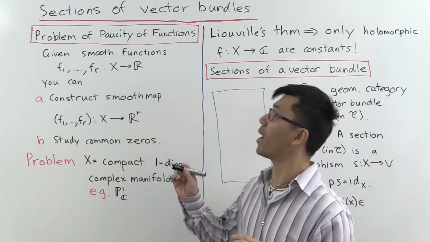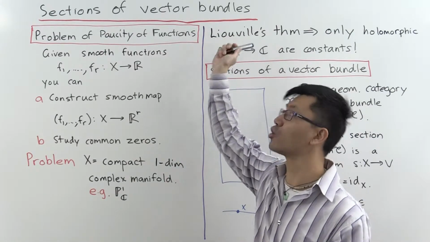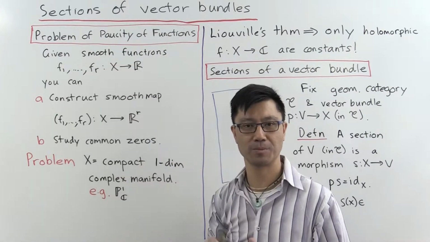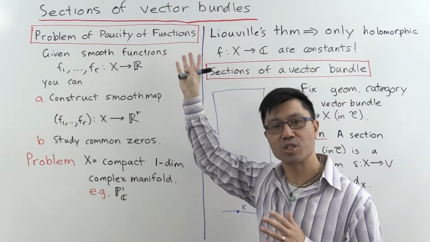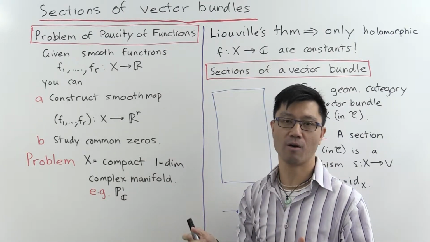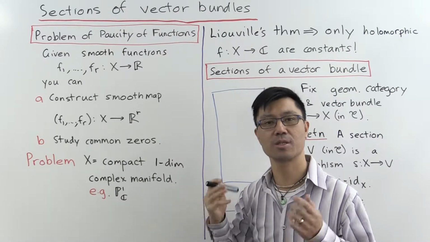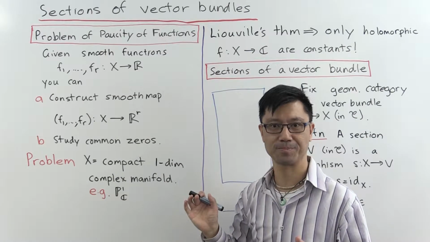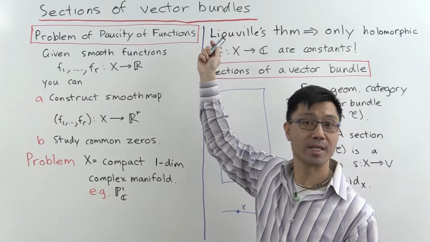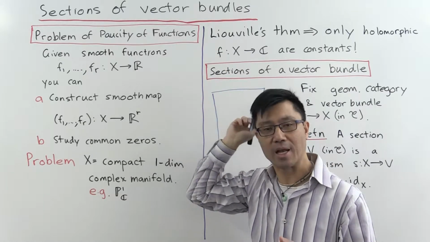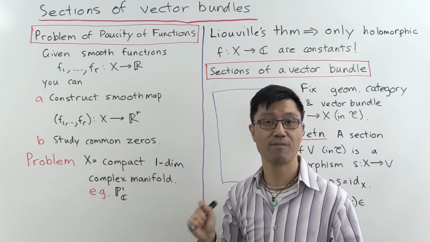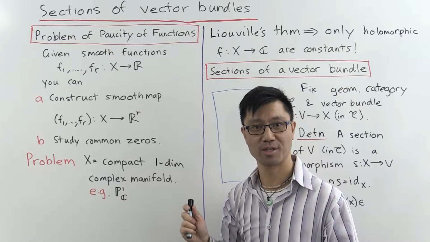Today I want to talk about vector bundles and the notion of sections of a vector bundle. Now, this notion is something that geometers use to generalize the notion of vector-valued functions on some sort of geometric object. And the reason why we need such a generalization is that we'll use it in particular to alleviate the problem of paucity of functions in projective geometry.